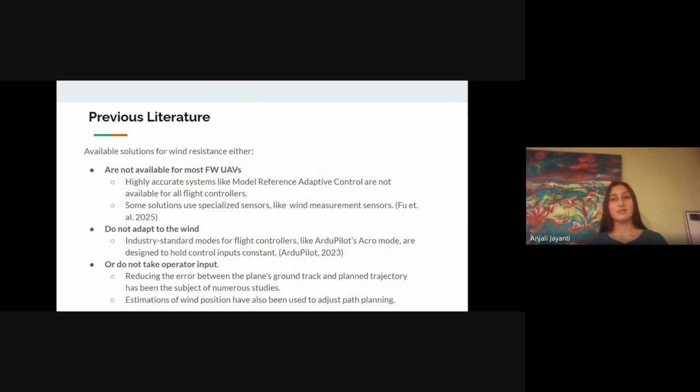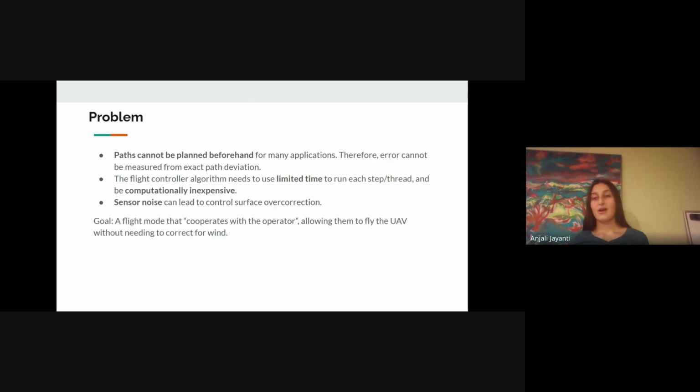Finally, the most common method of wind resistance, and the one that is studied the most, is path planning. This is where an operator puts in waypoints beforehand, and a trajectory is planned that allows the drone to hit all of those waypoints. However, this doesn't work in all situations.